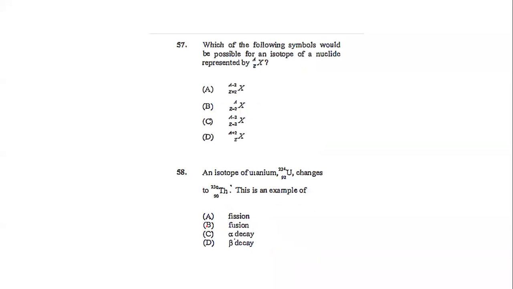57. So it asks us here, in case you're not seeing it, I'm just going to write it a little larger. X, C, and Z. It asks which of the following is an isotope of this nuclei? So let us just establish what is A and what is Z. What does A represent?